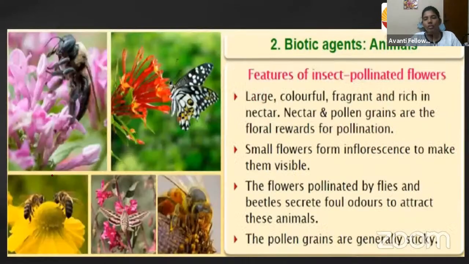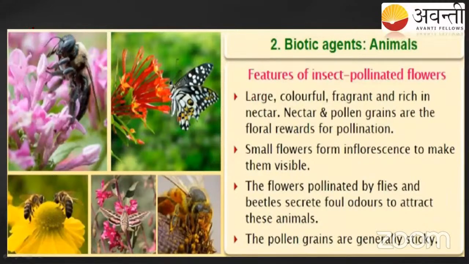So this is all about insect pollinated flowers. How the insect pollinated flowers modify themselves by having large flowers, colorful, fragrant, and rich in nectar, and also they form an inflorescence so that they can be easily visible to the insects, right? And the pollen grains are sticky. About the Eka, once again I'll tell you.